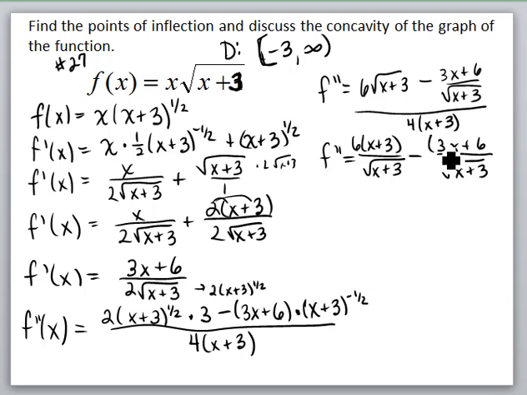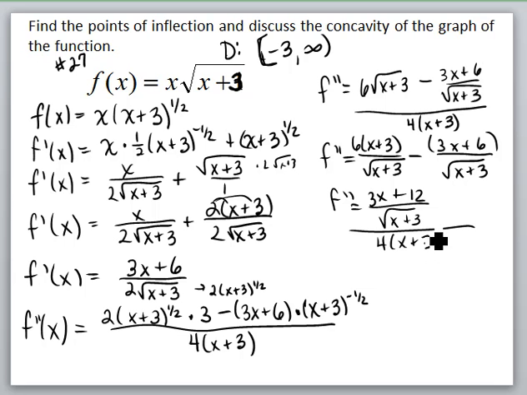Now this is being subtracted here, so I've got to make sure I distribute my negative through. My second derivative then would be 6x minus 3x, so let's just change that to be a 3x. Then I'd have 18 minus 6. 18 minus 6 is 12. And all over the square root of x plus 3. Oh, and I lost my huge denominator. I'm going to have to finish this on the next video.